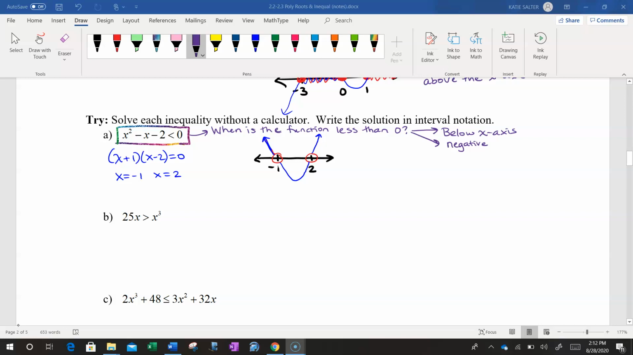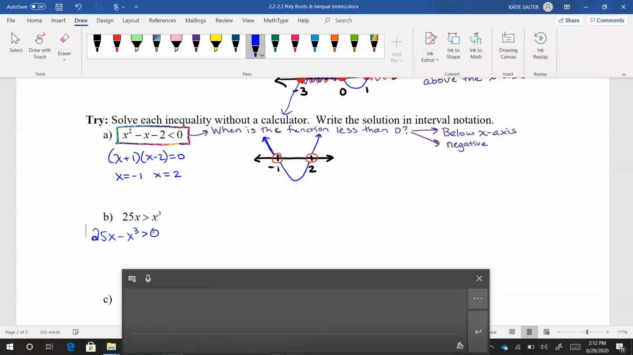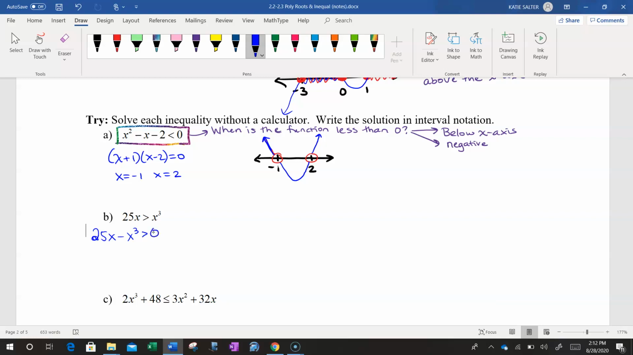All right, so this next one we're also going to set equal to 0. So when we do that, we subtract the x cubed over, so I have 25x minus x cubed is greater than 0. If you would like to work on it from there, you can. Some people would like to divide that by -1 and make that x cubed positive, and that is fine if that's what you want to do. But if you do choose to do that, you better make sure you flip that inequality symbol. Remember, anytime you're working with an inequality, if you multiply or divide by a negative, you've got to flip the symbol. So pause the video and try this one now.